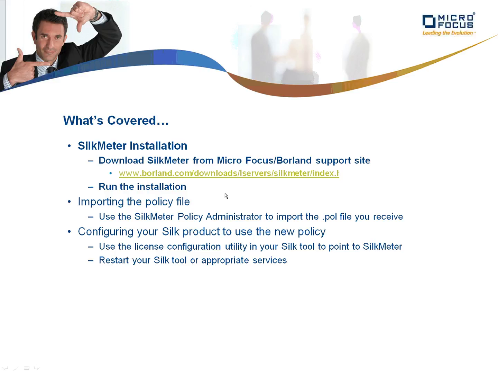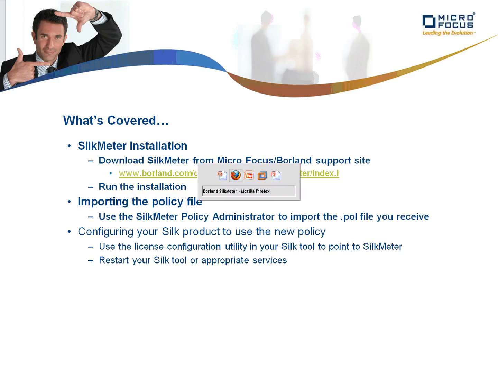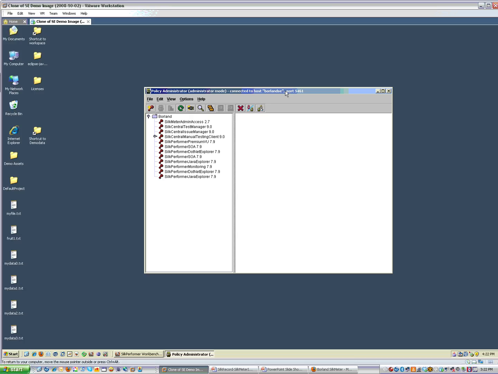Once you've run the installation, you're ready to import the policy file. Your account executive should have emailed you a policy file with your evaluation extension. We're going to use the SilkMeter Policy Administrator to actually import that file. Once you've installed SilkMeter, go to your Start menu, Programs, Borland or Microfocus, SilkMeter, and choose the Policy Administrator. If you have other licenses or evaluation extensions, they will show up in this list. It may be empty if you've just installed this.